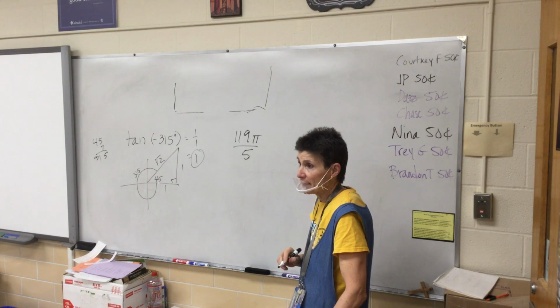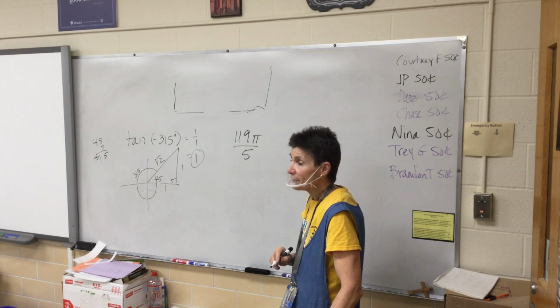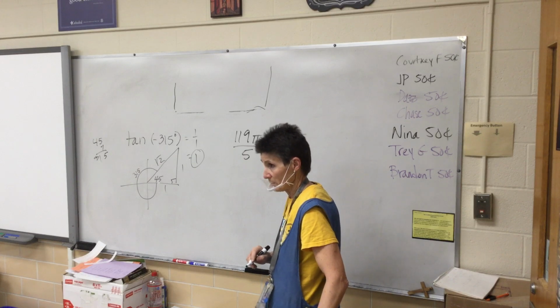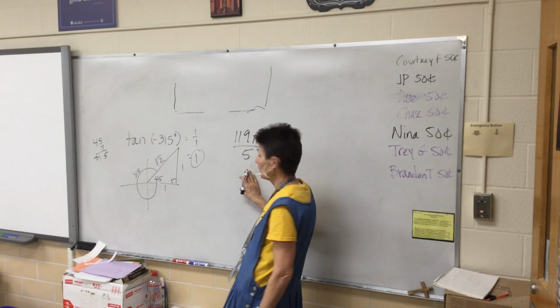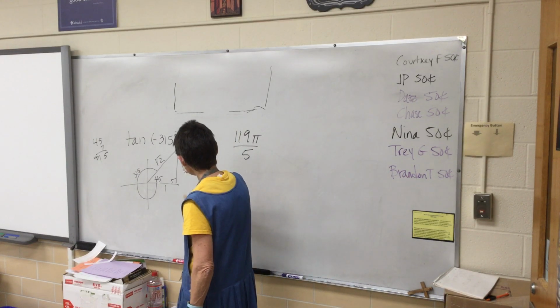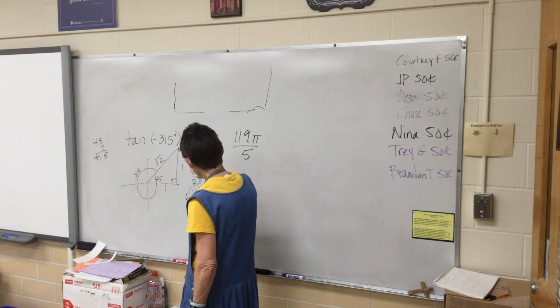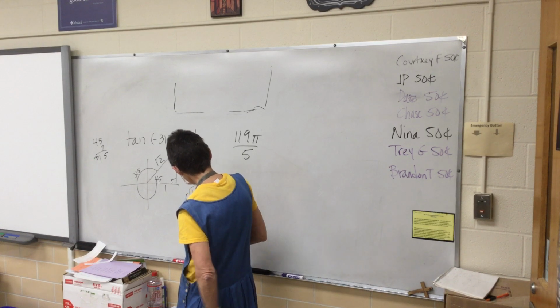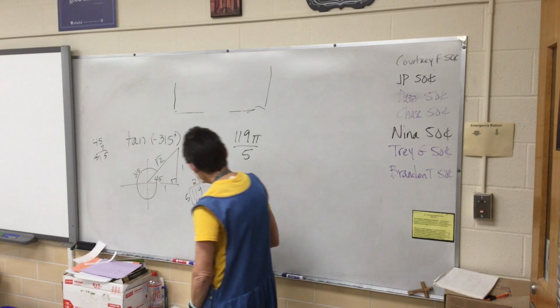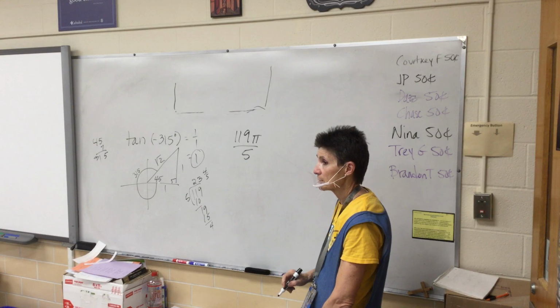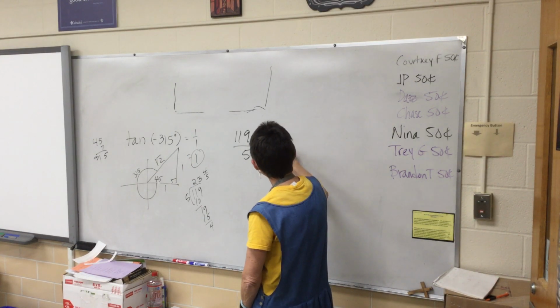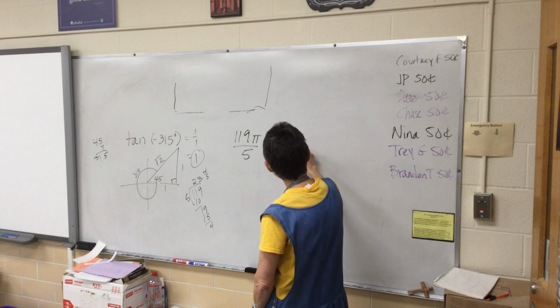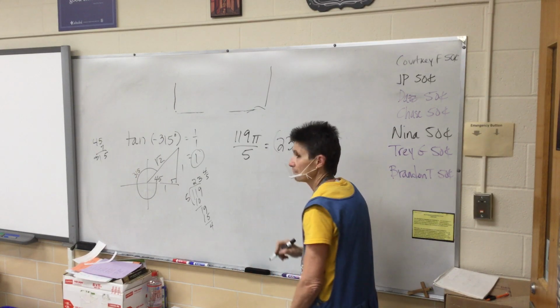That is a very big angle. So I'm going to change it to a mixed number so I get a better feel for what it is. So 119 divided by 5. I got 23 and 4/5, but I don't know, did I divide right? 23 and 4/5. So that means I've got 23 and 4/5 pies.